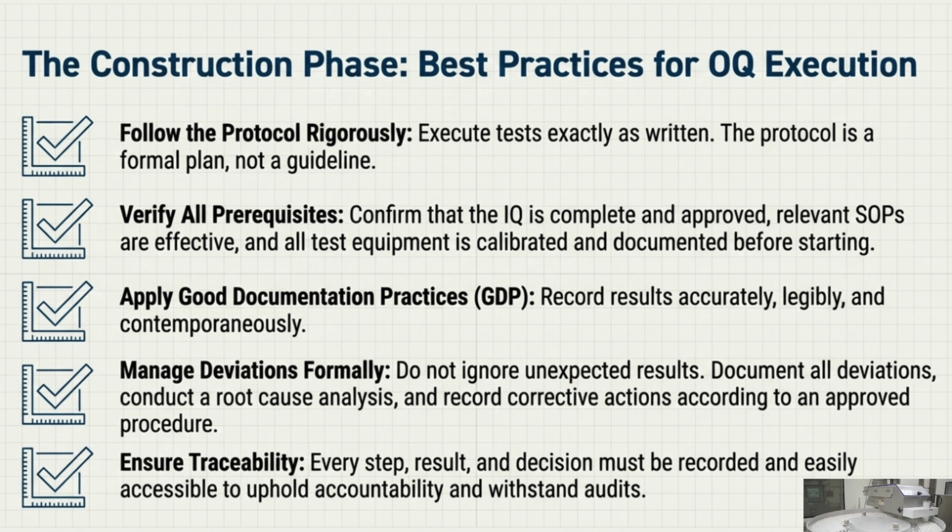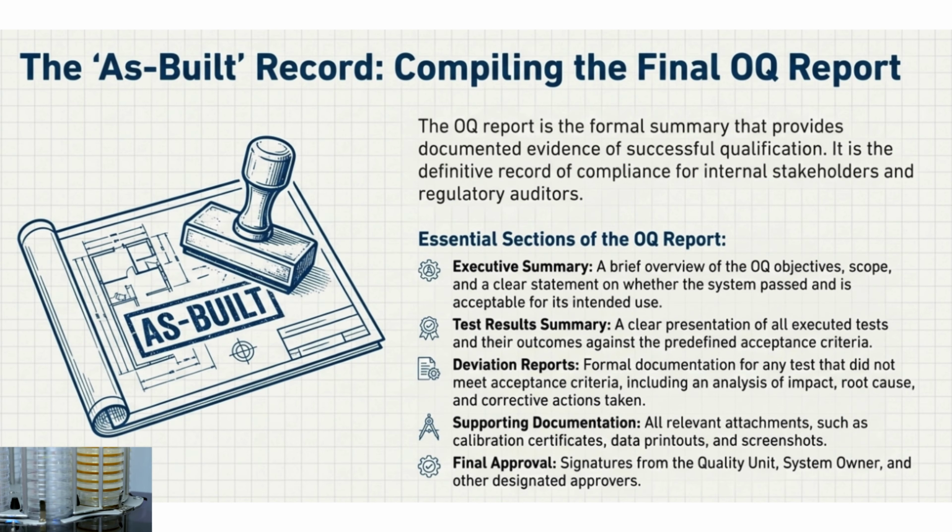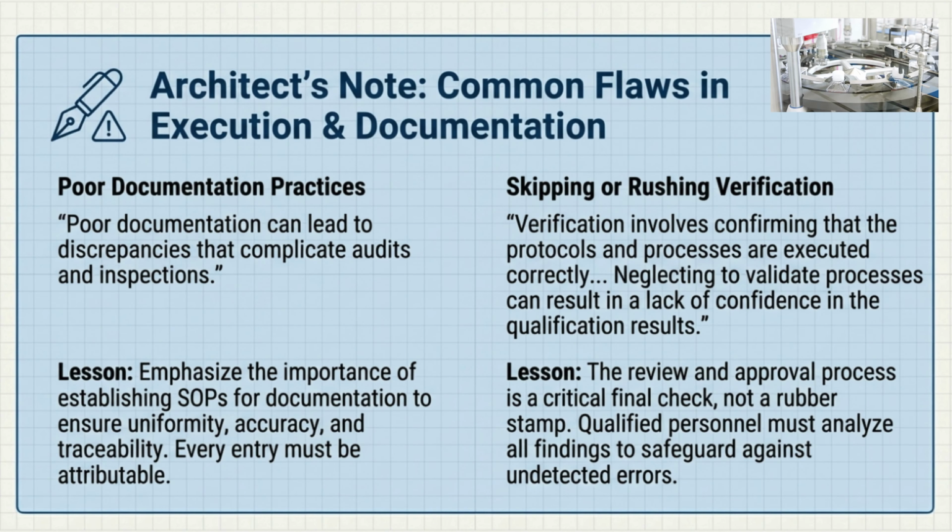Once the testing is finished, you transition from the protocol to the final OQ report. This is your as-built record. It provides the documented evidence of a successful qualification. The report should include an executive summary, a presentation of all test results compared against the original criteria, and a summary of any deviations that occurred. The report is only complete once it receives final signatures from the quality unit and the system owner.